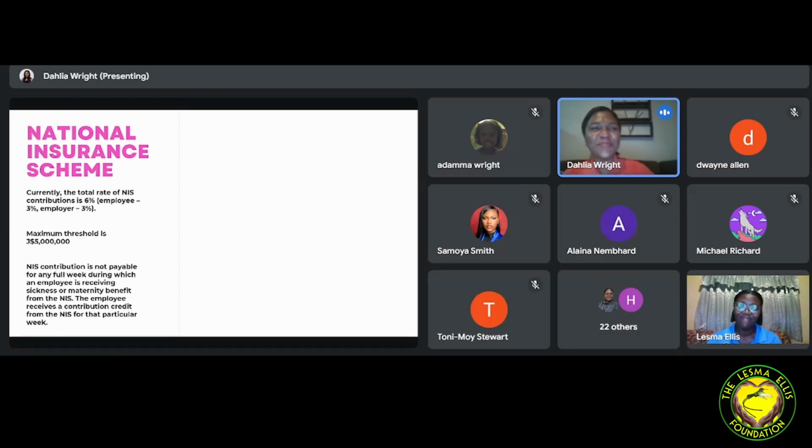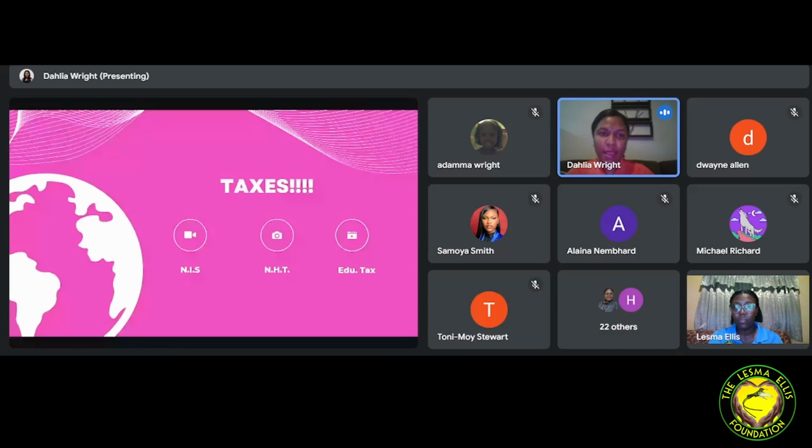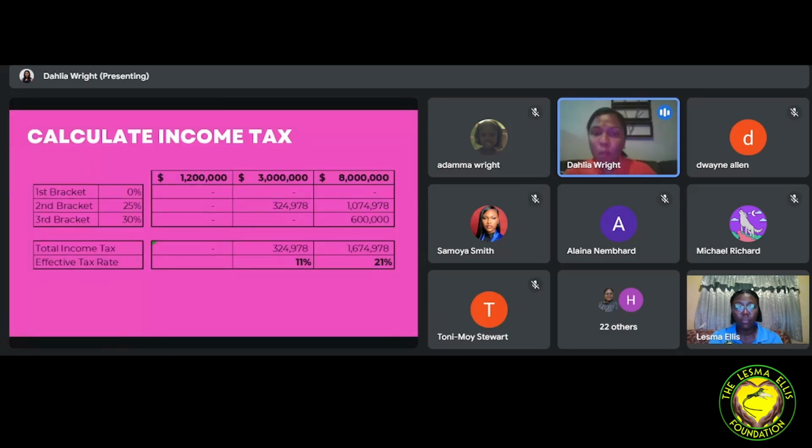Okay, that's fine. So for the first one, which is the National Insurance Scheme, they currently charge 3% up to a maximum of $5 million. So let me go back a little. If you're making 1.2 million, they're gonna charge you 3% of the 1.2 million divided by 12 for that month, or divided by 26 if you're paid fortnightly. Same for the 3 million. If you're making 3 million a year, they're gonna charge you 3% on the 3 million divided by 12 or by 26, depending on what you're paid.